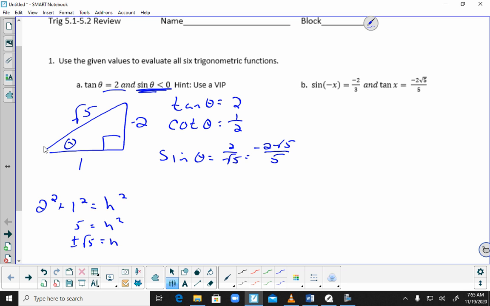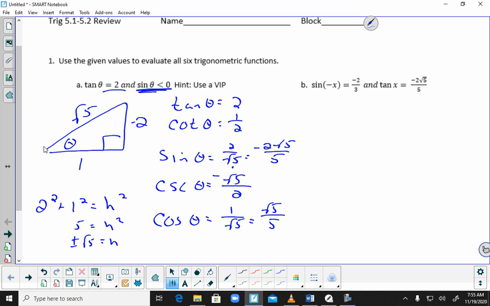The reciprocal of sine is cosecant, so I'm going to flip it over. So the square root of 5 over 2. If the sine is negative, the cosecant also has to be negative. Then to do my cosine, based on this triangle, I'm going to do the adjacent over the hypotenuse, so 1 over the square root of 5. So that will be the square root of 5 over 5.